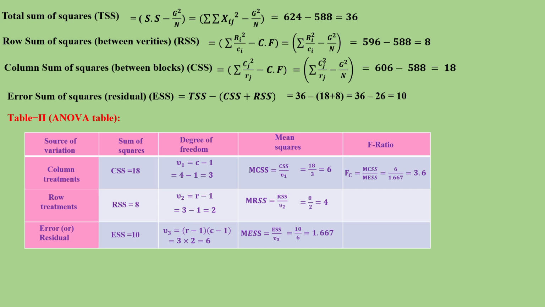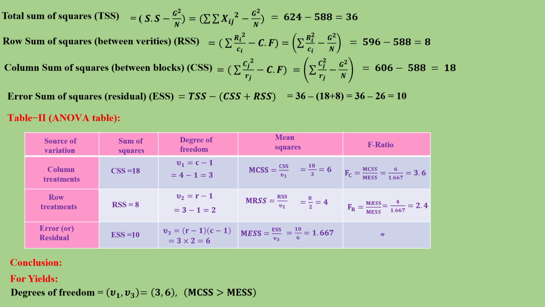Next, come to row mean sum of squares, that is equal to 4. MESS is 1.667. So MRSS is greater than MESS. Next, FR, calculated value of row sum of squares. MRSS by MESS, 4 by 1.667, that is equal to 2.4. Right. Next, conclusion. So for yields, degrees of freedom V1 comma V3, that is 3 comma 6.